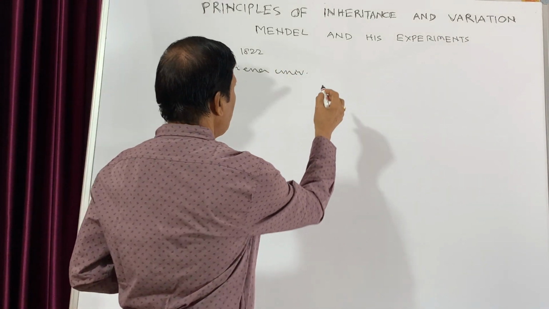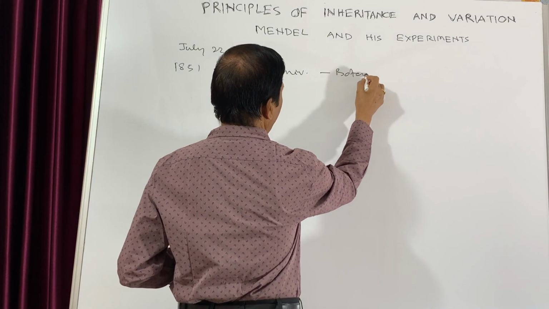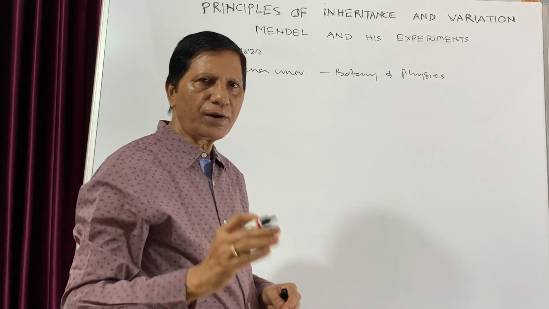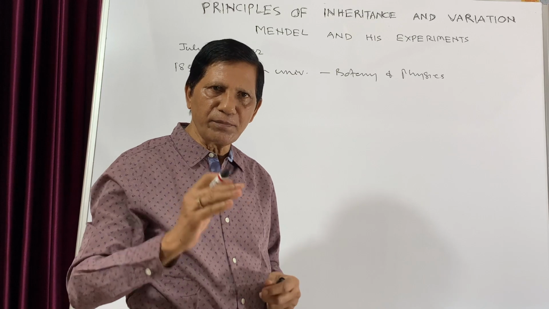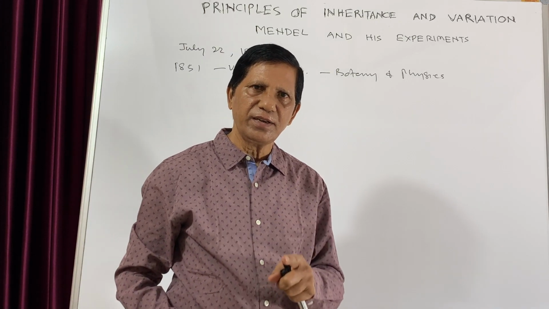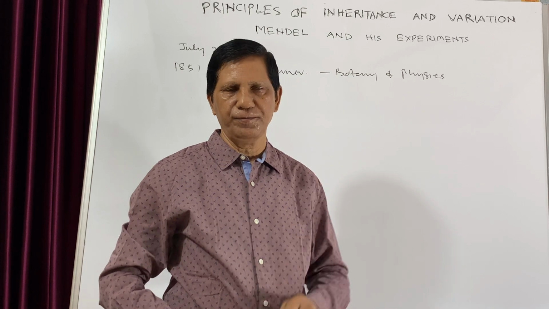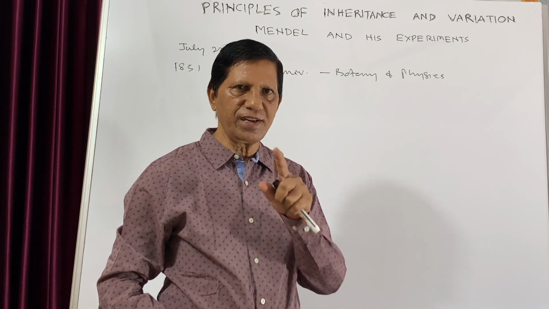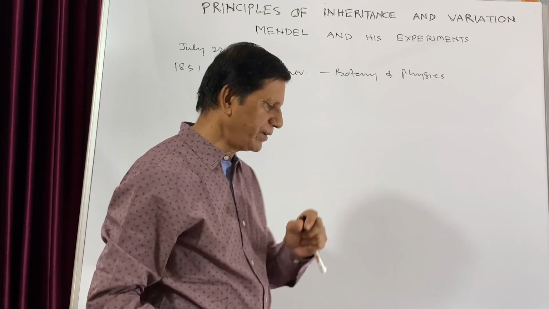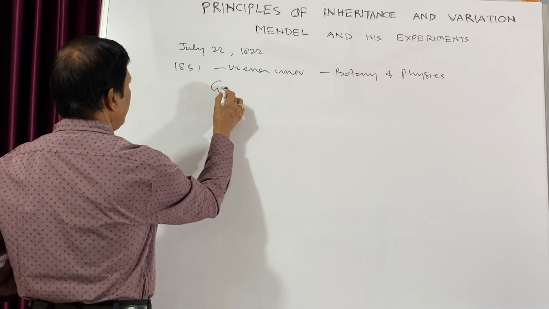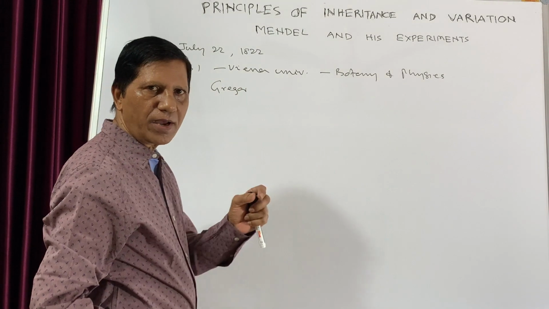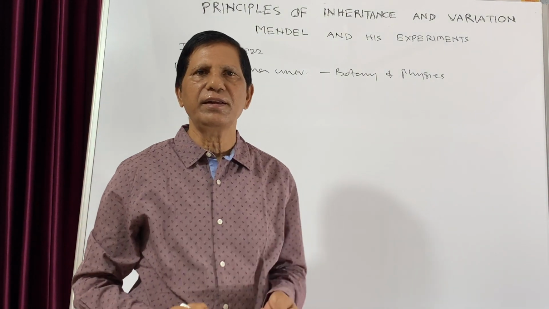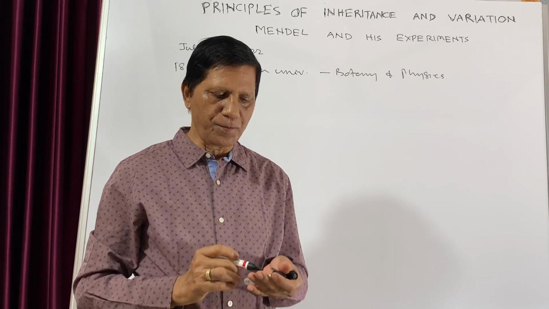to read botany and physics. Now, after completing the course in botany and physics, he returned back and joined as a teacher in the monastery at Brunn. Now, here, after joining as a teacher, where he worked for 14 years, the prefix Gregor, we are telling that Gregor Johann Mendel. Now this Gregor prefix was added only after he joined in the monastery as a teacher at Brunn.